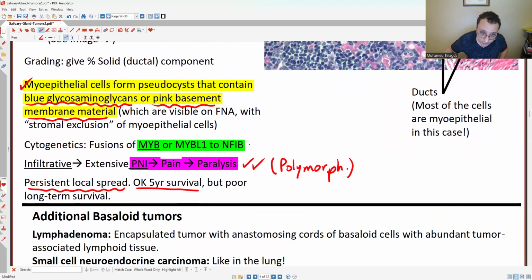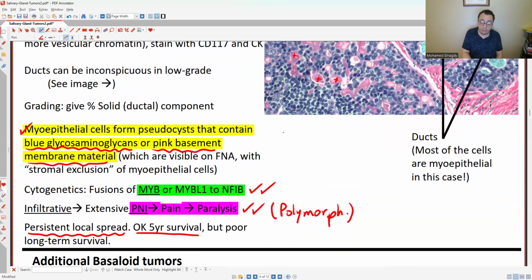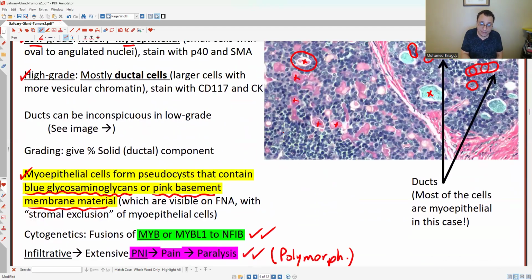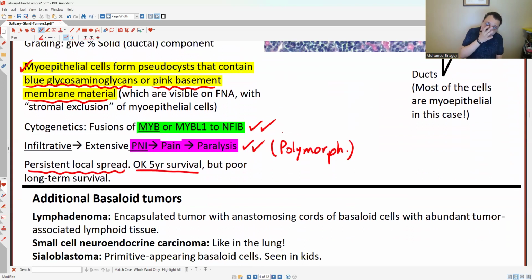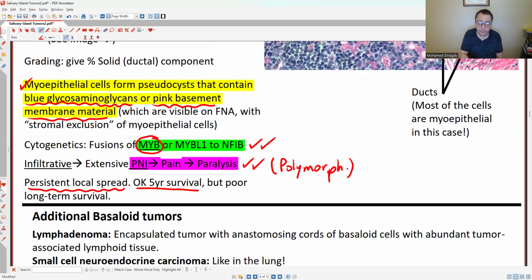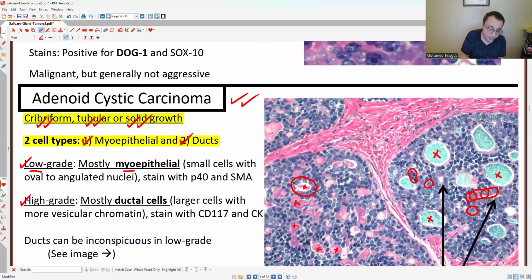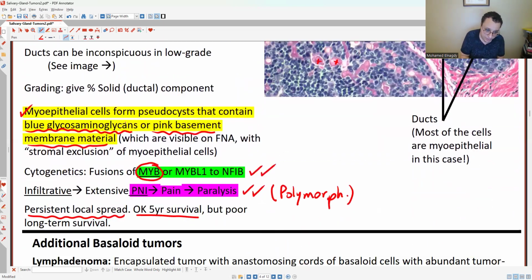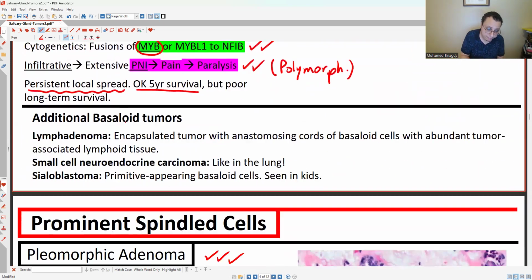I forgot to say the most common cytogenetic abnormality in the adenoid cystic. In the adenoid cystic, you have the MYB. And there is another type, which is MYBL1. So I just study MYB, and that's it. MYB, MYBL1, anything, but just MYB. It's the adenoid cystic carcinoma, MYB.